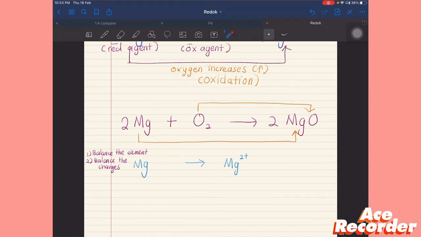Balance the element. So you see here, magnesium I only have one. So the first step, it's balanced. Second step, balance the charges.